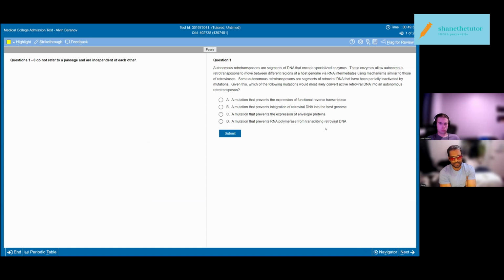Okay, retrotransposon seems to be able to move to different regions of the host genome through RNA intermediates that use mechanisms similar to that of retroviruses. So when I see retrovirus, I'm thinking of reverse transcriptase, aka turning RNA into DNA. Some of these things are inactivated by mutations. Which of the following mutations would convert active retroviral DNA into the autonomous thing? Some of the autonomous ones are partially inactivated.